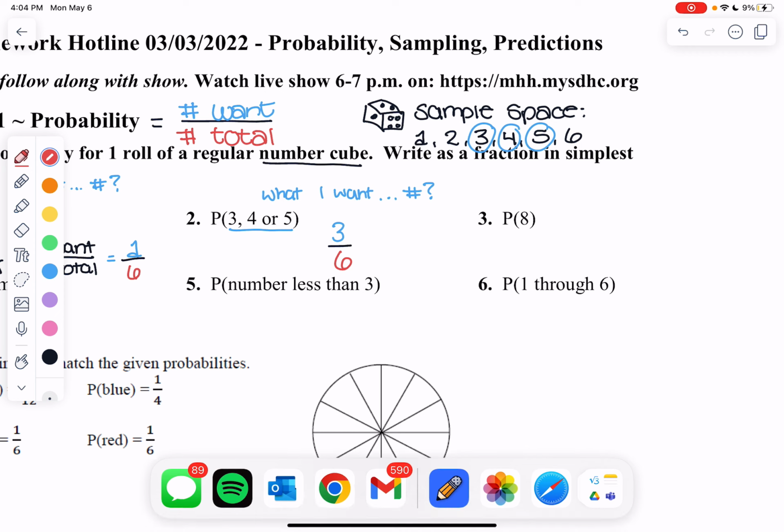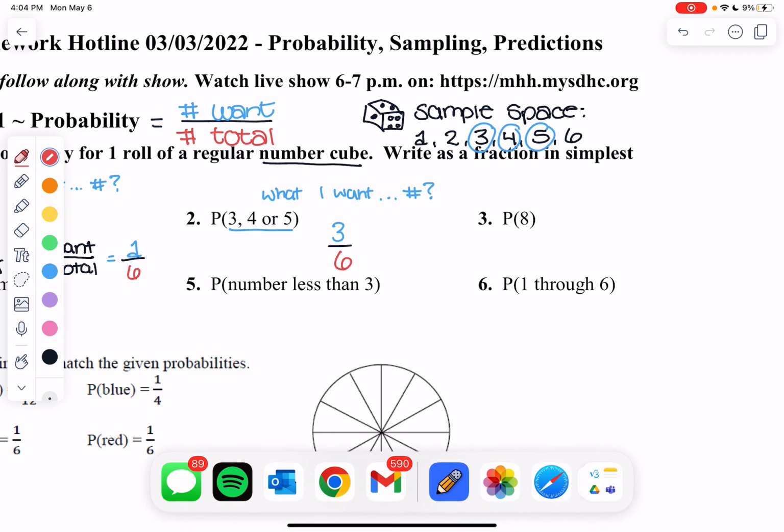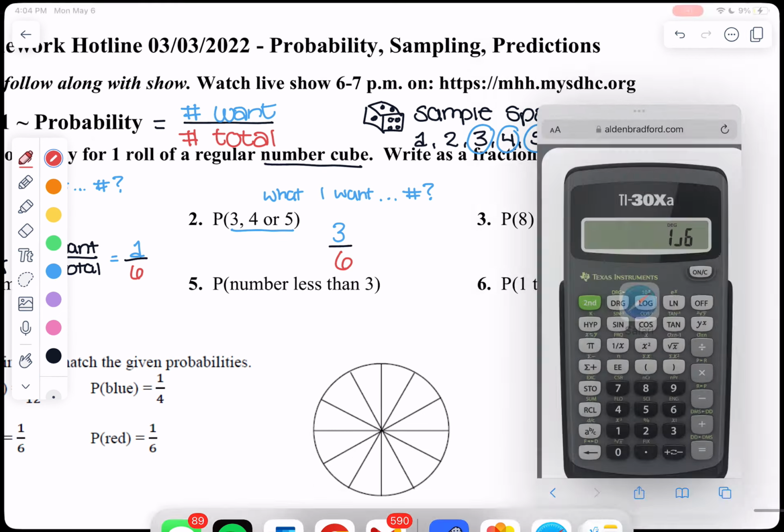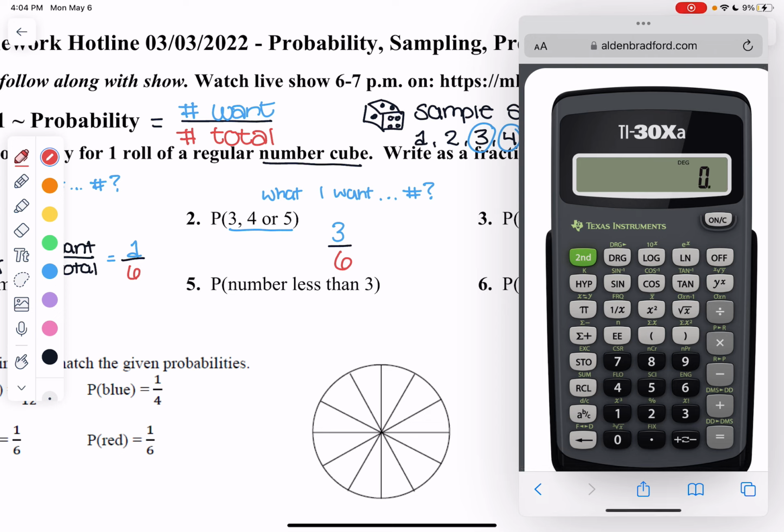So then, is it in simplest form? Some of us are already thinking in our heads, there's a number that I can divide 3 and 6 by. The easiest way, though, is to type in our calculator 3 over 6 equals 1 over 2. 1/2 is our simpler fraction, because 3 and 6 can both be divided by 3, which is what gives us that simpler fraction.